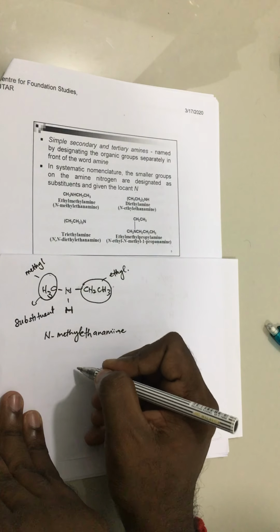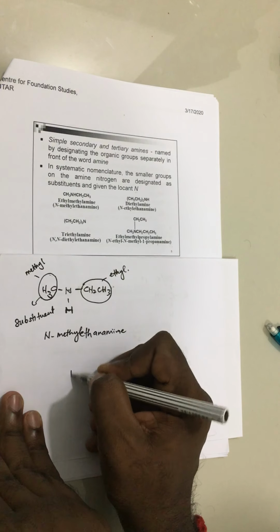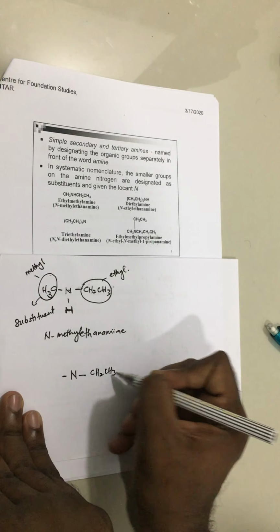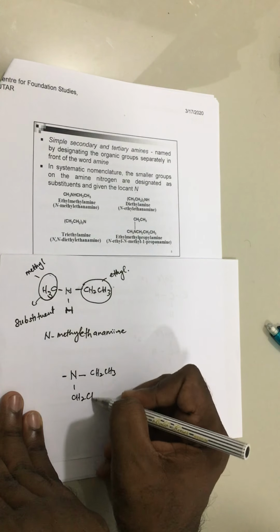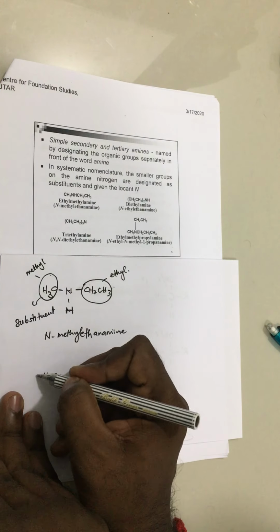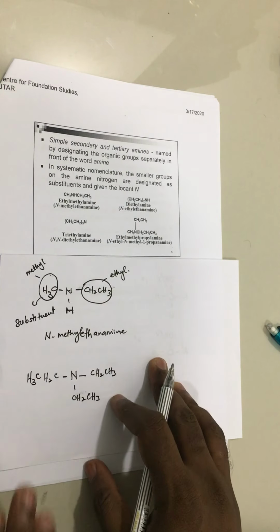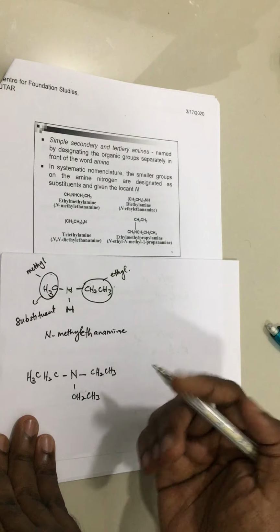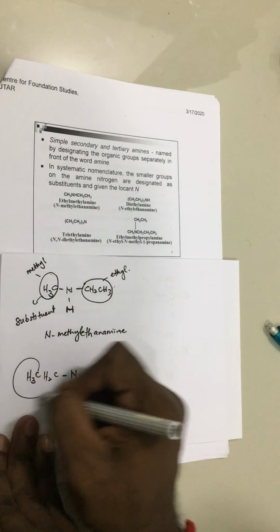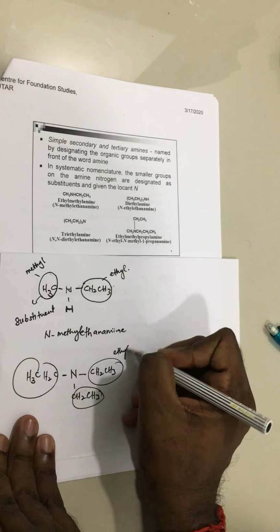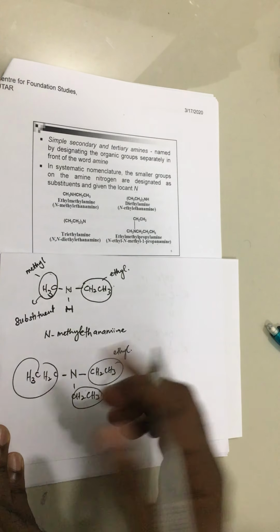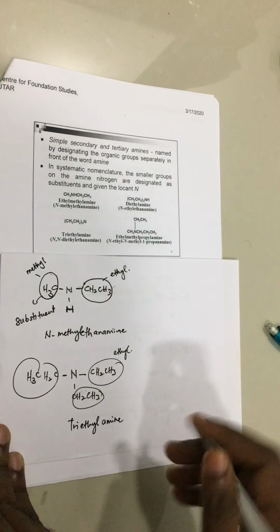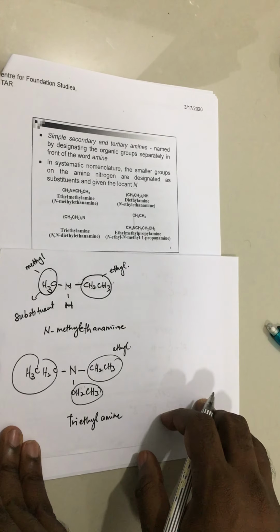So you have N, and the N is all bonded with an ethyl group, CH2CH3, and then CH2CH3, and then CH2CH3. So how do you name this? Because all are the same, right? When all are the same, the first type of naming you can just do is name it as a substituent. So all are ethyl groups, so you get how many ethyl here? Three ethyl. So triethylamine.